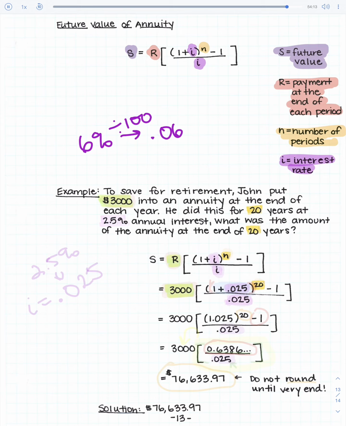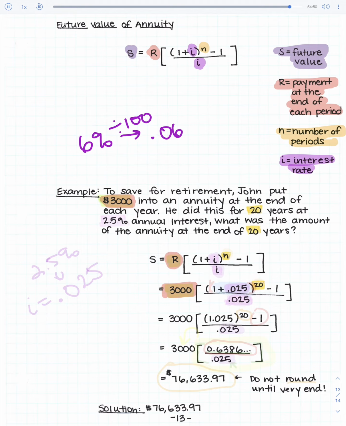To save for retirement, John put $3,000 into an annuity at the end of each year. He did this for 20 years at an annual interest rate of 2.5%. What was the amount of the annuity at the end of those 20 years? Well, what the formula says is you're going to start with whatever your payment is. What are you putting into the annuity each year? That's your R. Each year we're putting $3,000 into our annuity.